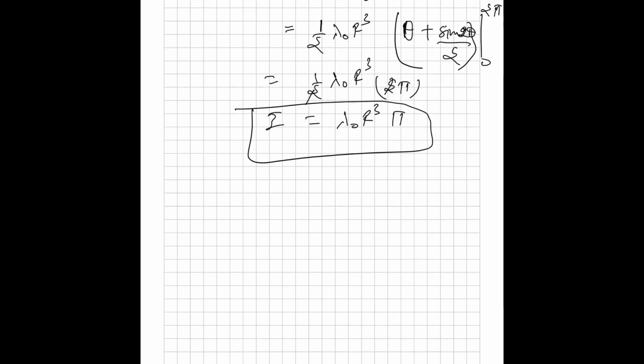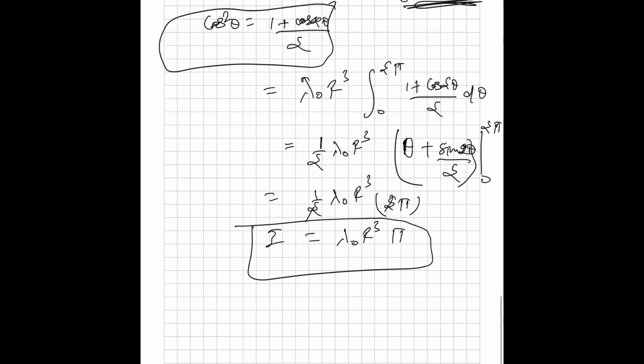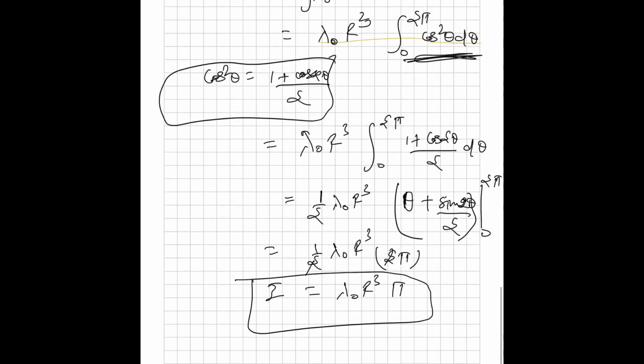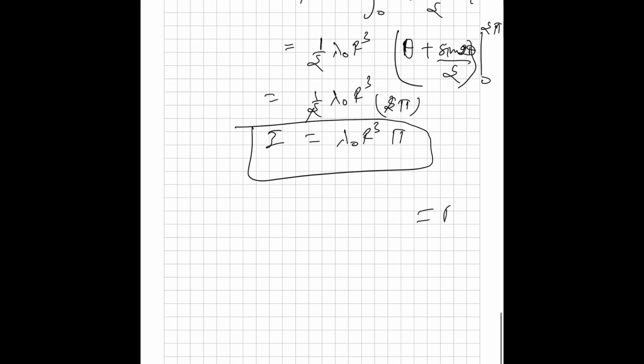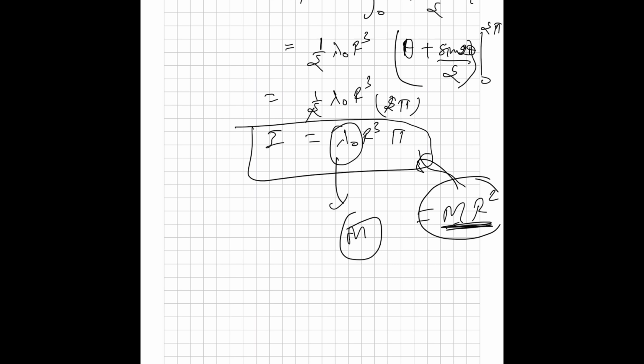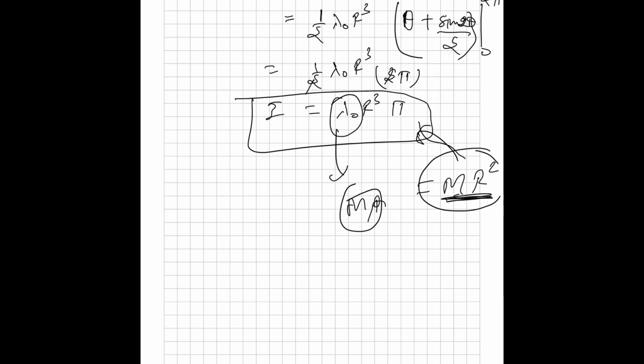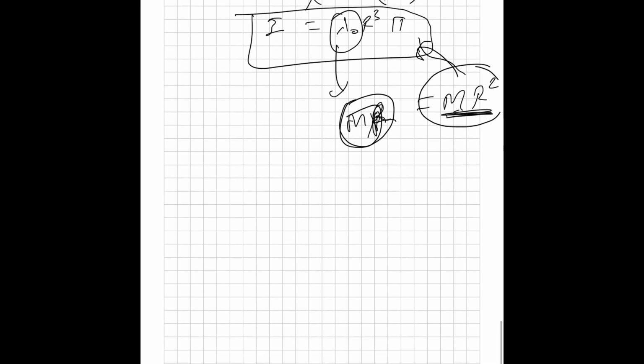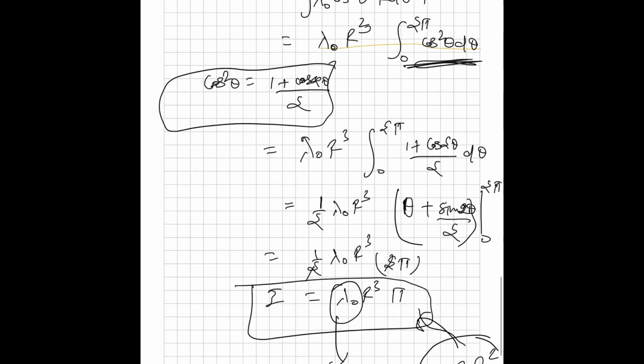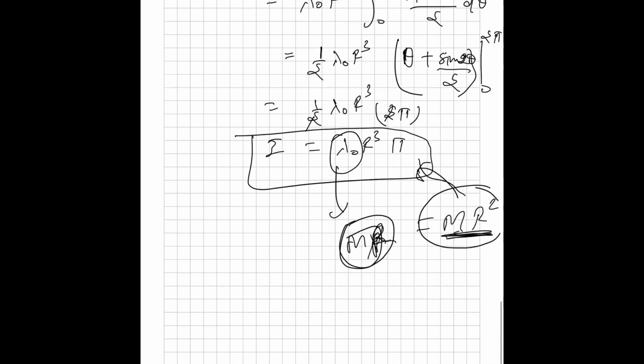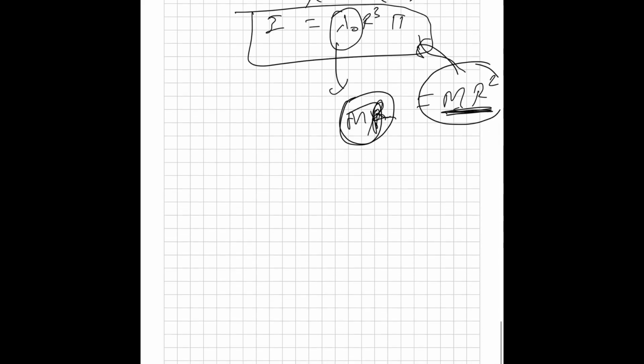So there is lambda naught. So how to fix this lambda naught? Because I have to show you some form of mass times r square, and this looks nothing like this. So I have to somehow convert this lambda naught to m and r. It is correct, but how to write it in this m r square type form?